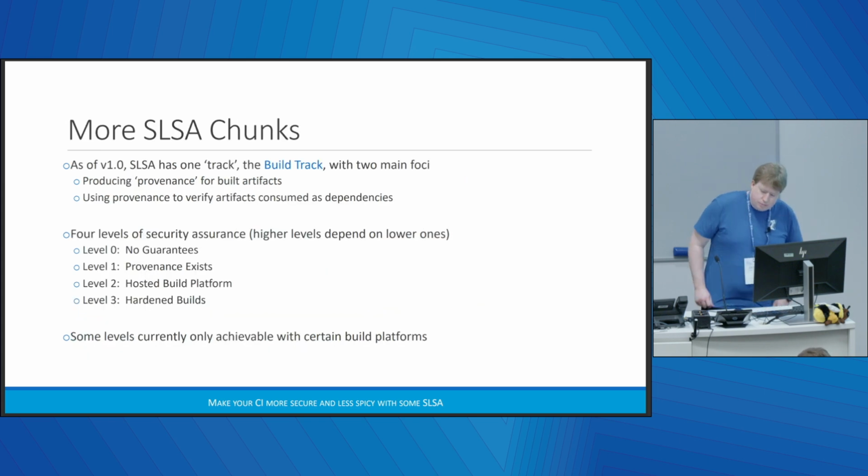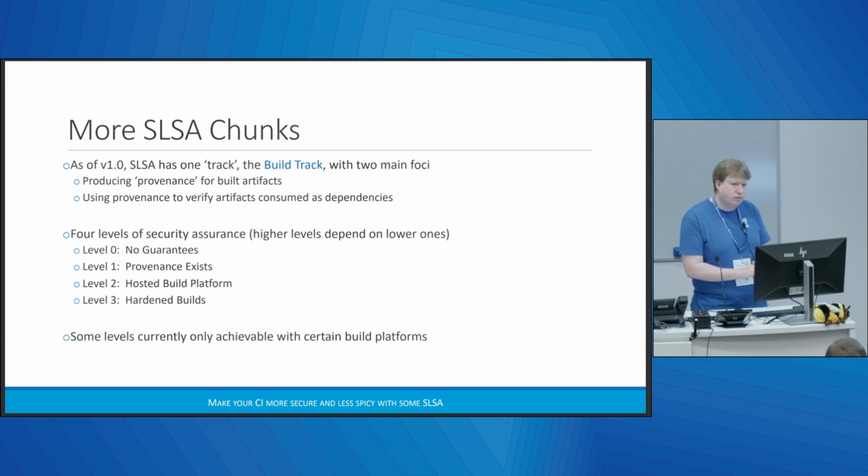Right, so originally SLSA had, I think, 3 different tracks they wanted to go for, and they ended up saying, actually, let's just pick one, this build track for now, and they're still working on putting the others up. And so this build track has, was it 2 main foci. So basically, producing packages for other people to consume where they can have some degree of assurance that it's actually from you and might be safe, and consuming said packages and trying to use the available verification stuff.